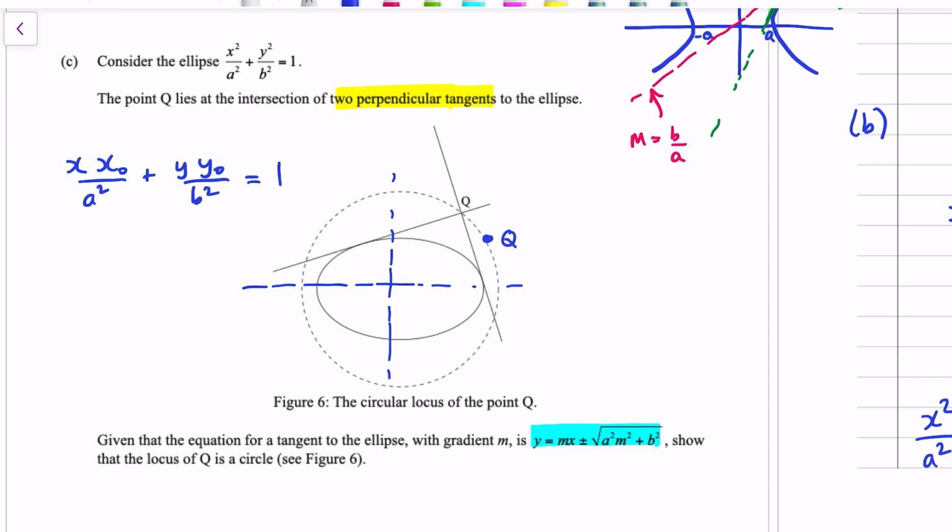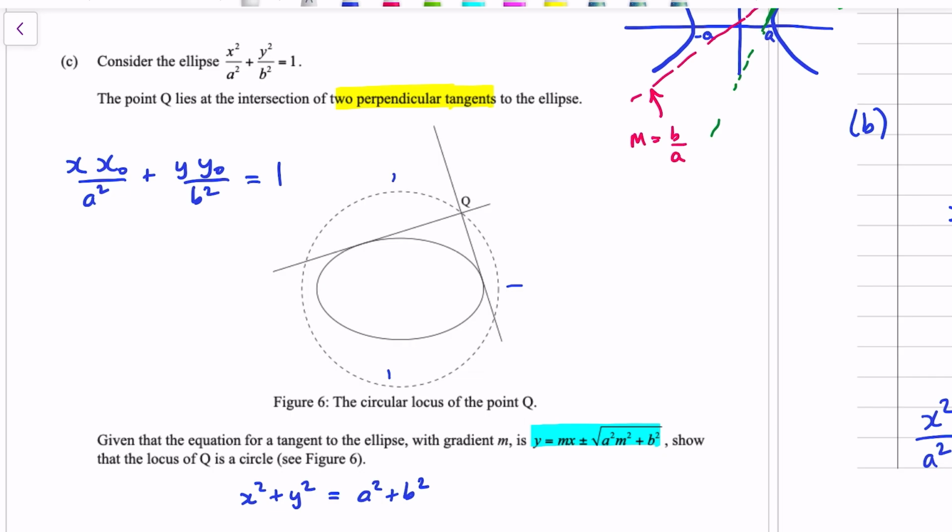When Q is at that position there, one of the tangents is vertical and the other tangent's horizontal, and this length here is A and this length here is B. So the radius of the circle is the square root of a squared plus b squared. So I could find the equation of the circle by saying x squared plus y squared is equal to a squared plus b squared. But that's not a proof. It doesn't prove it's a circle, it just gives us the equation of it by considering a trivial position.